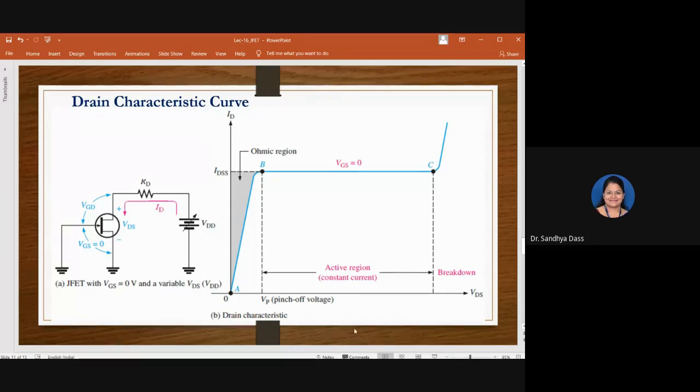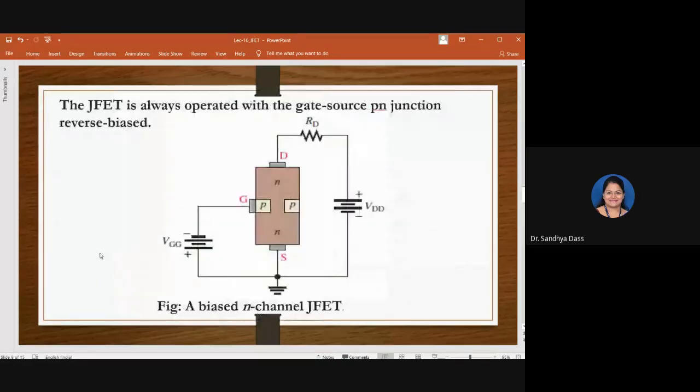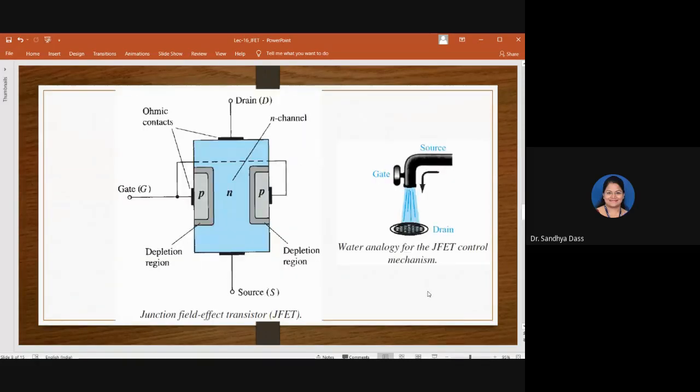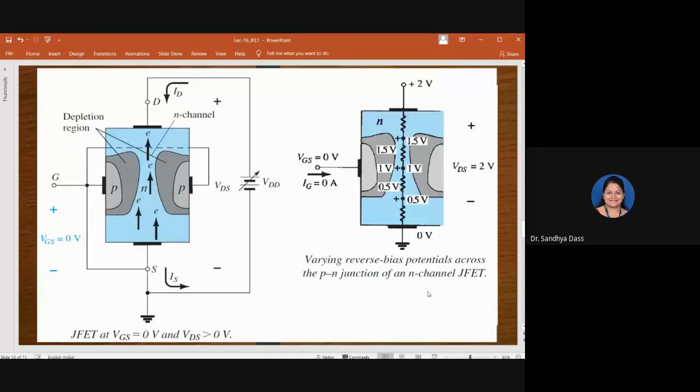Is that clear? Please note down the circuit diagram there. This is a condition when VGS is maintained at zero potential. I'm repeating that because, in the beginning, we started with the discussion that a JFET is always operated with the gate-source PN junction reverse biased. So if we vary the reverse bias applied across gate and source, what happens will be the further discussion, which will be discussed in the next class.